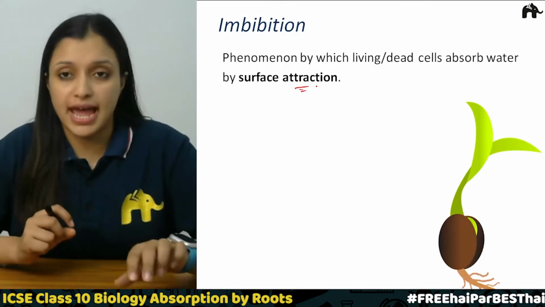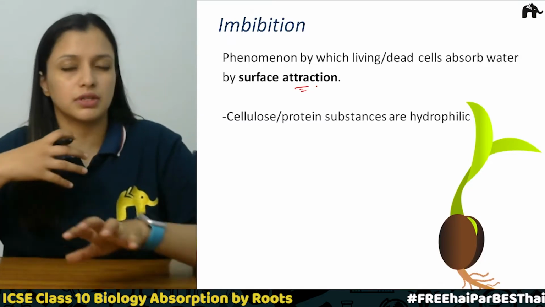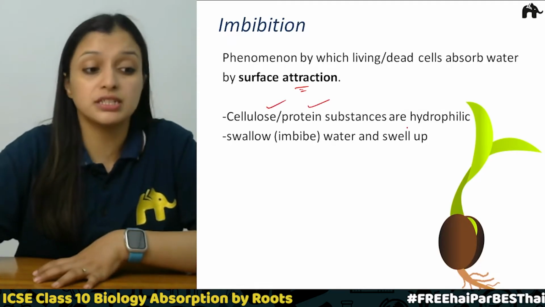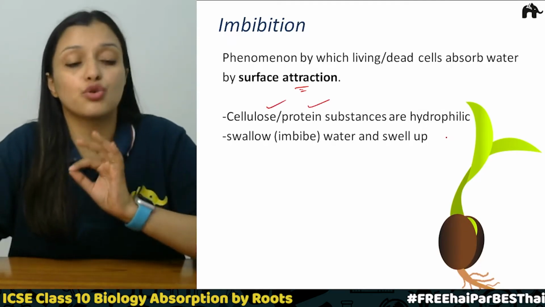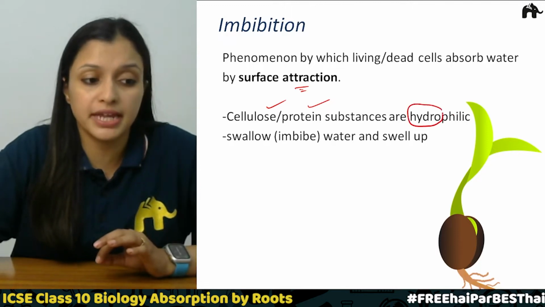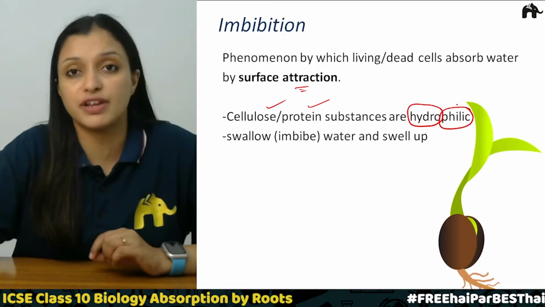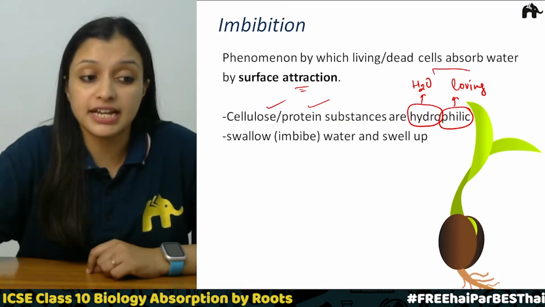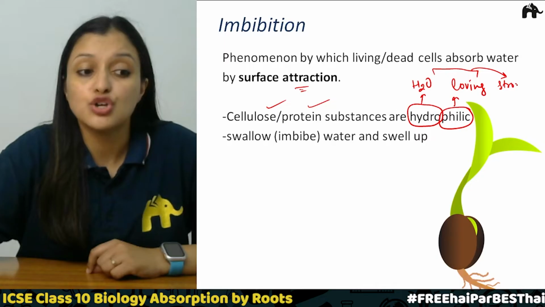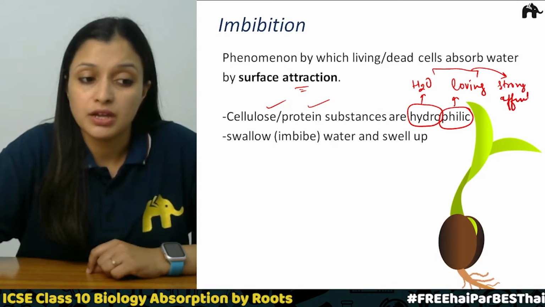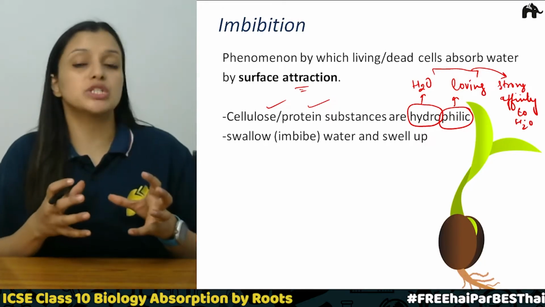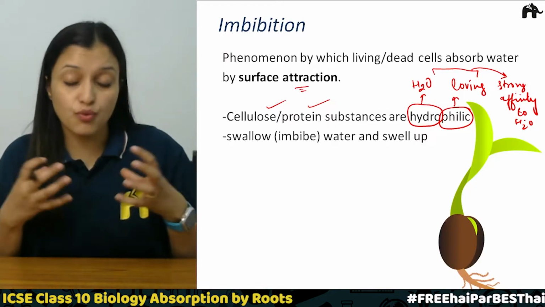So in this case, what happens when there is any substance which is made up of cellulose or protein? These substances are hydrophilic. So this word breaks into two, hydro and philic, right? Hydro means water and philic means loving. So there is attraction to water, so they have a strong affinity to water. So now these substances which are made up of cellulose or proteins attract water from their surroundings.